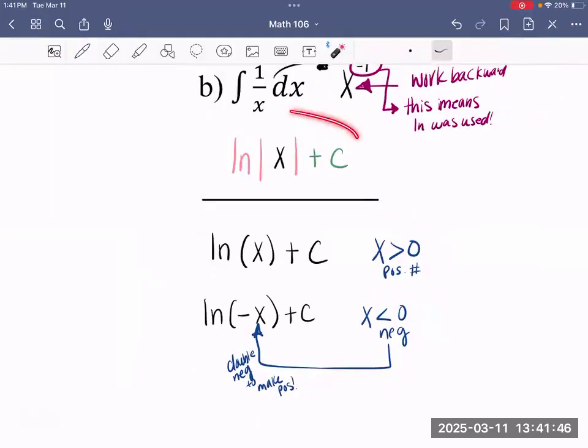What I'm looking for is really this. If you're not using the absolute value signs, you'll notice that later on, I'm going to be dropping that absolute value sign. That is perfectly fine for my class.